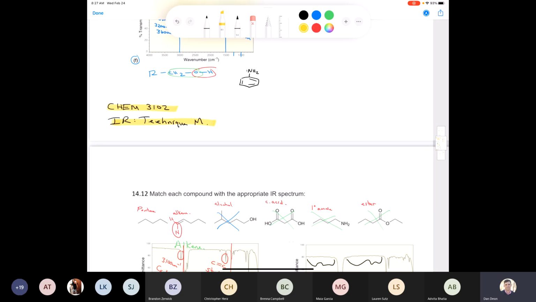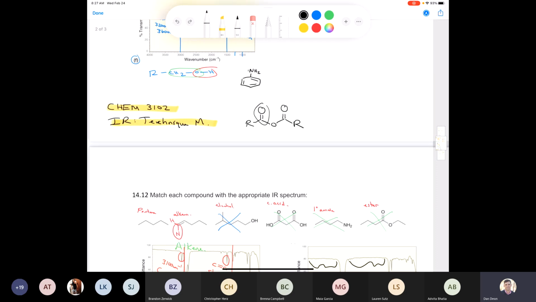Let me give you an example of something that I don't think is covered in the Klein textbook, and that would be something like an anhydride. This is a functional group called an anhydride, and the carbonyl stretches for an anhydride come out at 1760 and 1810 reciprocal centimeters. So that's something that's not even in the table in our book. It's not in the table that I gave you.